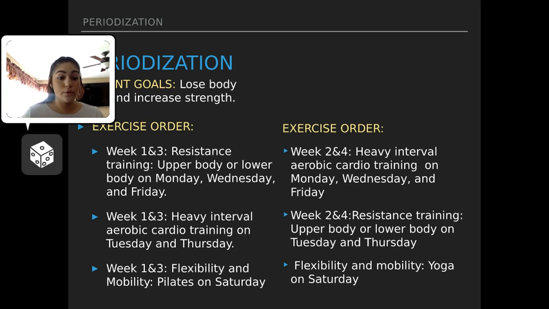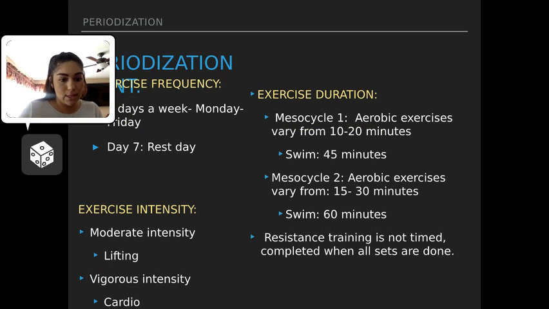Exercise order for weeks 2 and 4, I switched it up. So heavy interval training would be Monday, Wednesday, Friday. Weeks 2 and 4 have resistance training, upper body or lower body, on Tuesday and Thursday. Typically Tuesday would be upper body and Thursday lower body, or switch it, whatever he decides to do. And flexibility and mobility is yoga on Saturday. So you're still having that flexibility and mobility on Saturday, and then day 7 would be rest day.